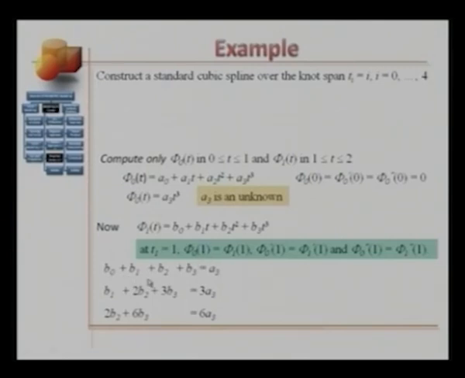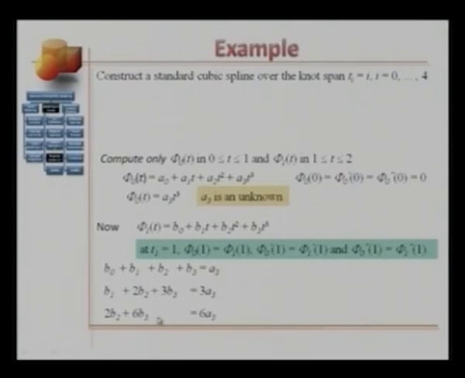b0 plus b1 plus b2 plus b3 equals a3. b1 plus 2 times b2 plus 3 times b3 equals 3 times a3. 2 b2 plus 6 b3 equals 6 a3. So far the story is that a3 is not known to us. b0, b1, b2, and b3 are also not known to us. And then we have these 3 equations.